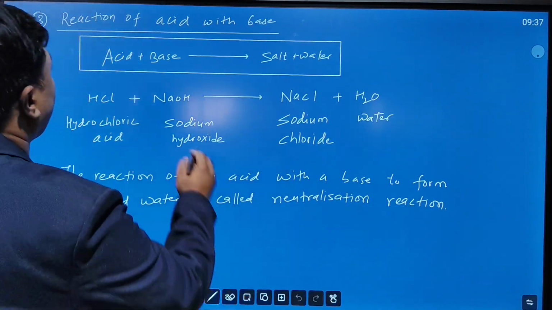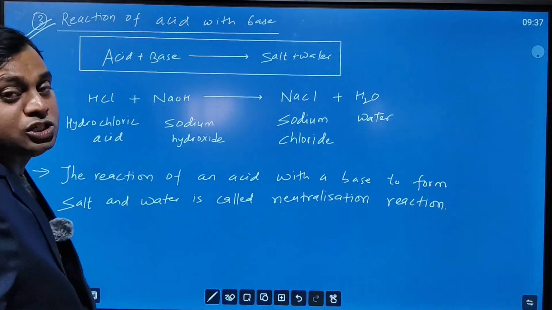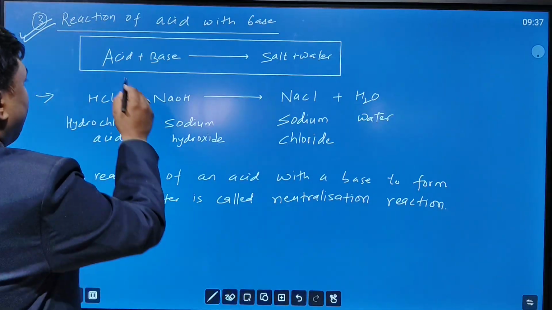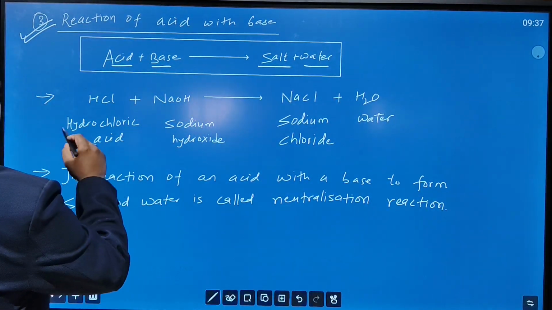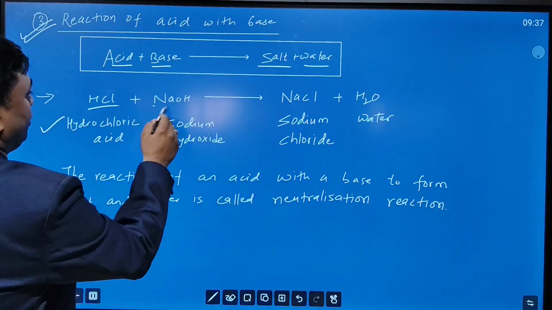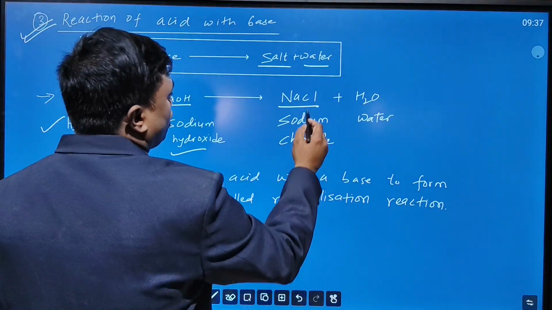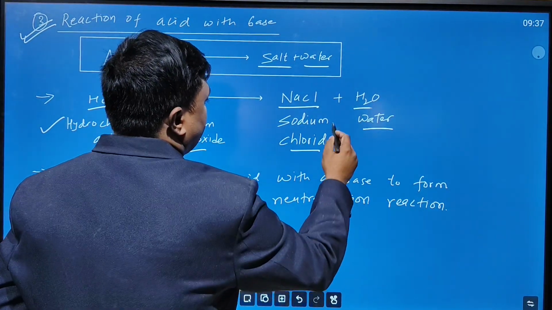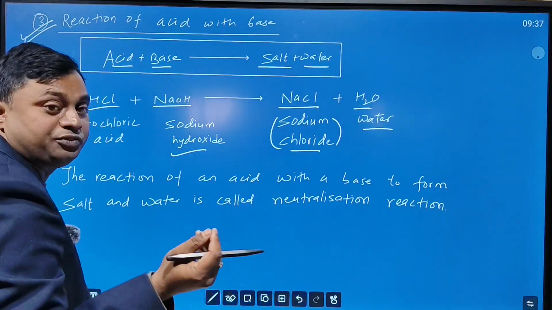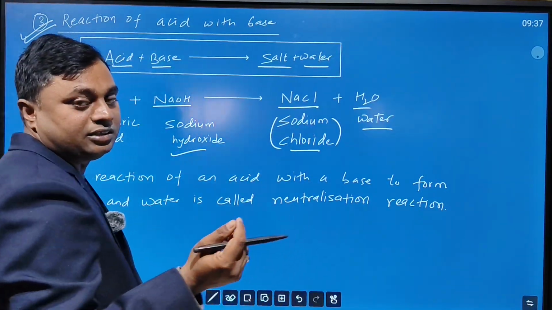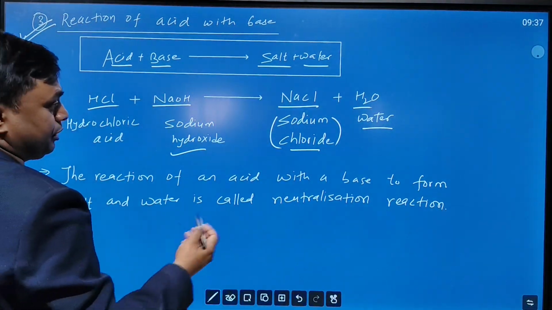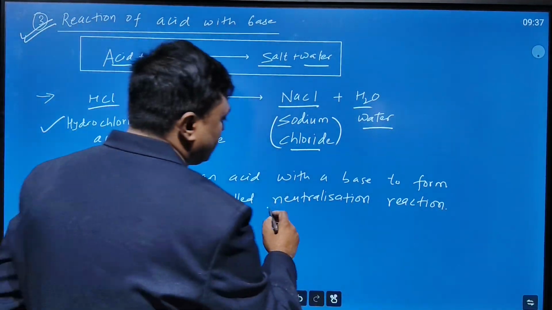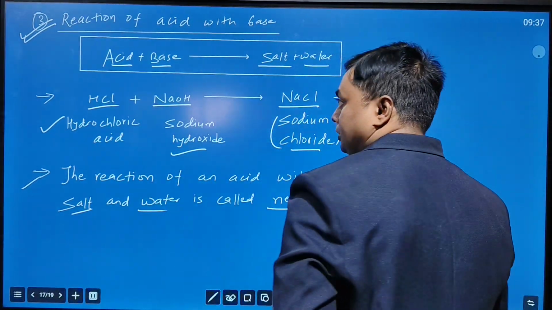Next, reaction of acid with a base. This reaction is also called a neutralization reaction. Whenever acid reacts with a base, it gives you salt plus water. For example, hydrochloric acid HCl plus NaOH, sodium hydroxide, gives you salt, NaCl, plus water. NaCl is what we eat daily in our diet, the common salt. The reaction of an acid with a base to form salt and water is called a neutralization reaction.